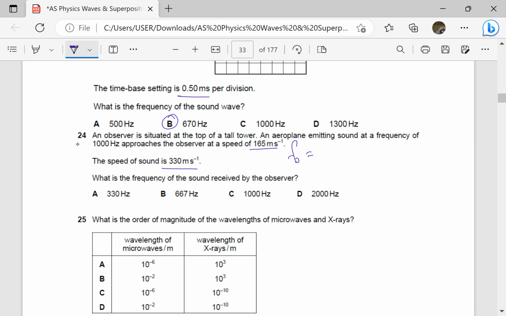Observed frequency is going to be the speed of sound, which is 330, over 330. Because it is approaching, this will be minus, because the frequency must be higher. The speed of the aeroplane approaching the observer is 165. So that's 330 over (330 minus 165), then times the frequency of the source, which is 1000. So these two are automatically wrong because they are below. This one is also wrong, it means it is the exact frequency. It is supposed to be higher. So the answer is D.